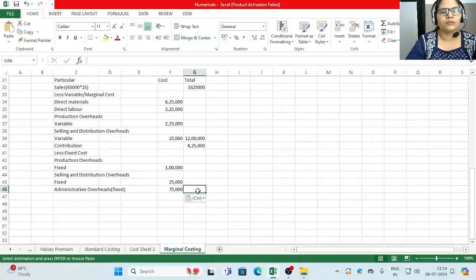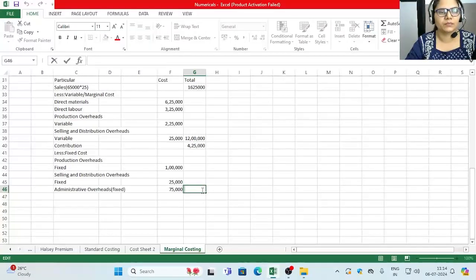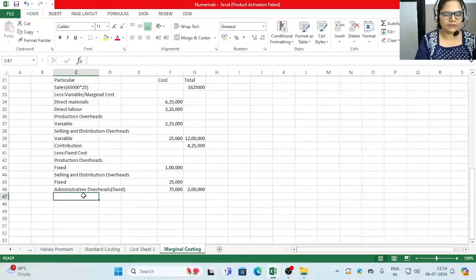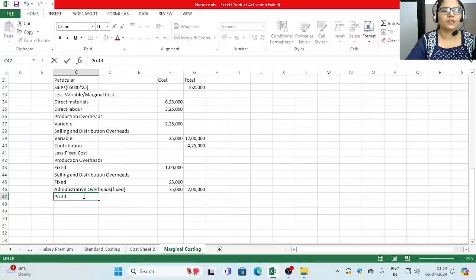Now the total of these particular items is 2 lakh. We will deduct this amount and finally we will get the profit. Profit is 2,25,000.